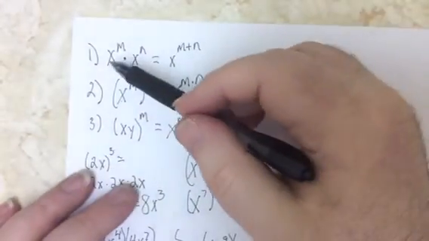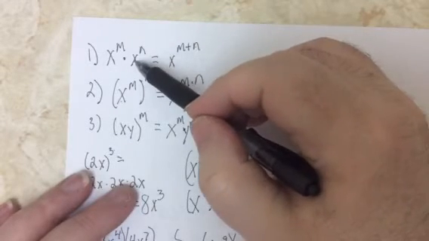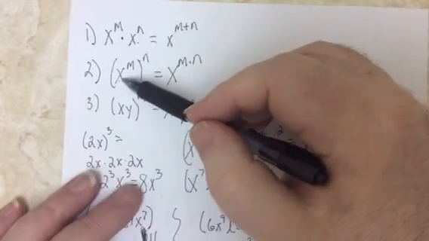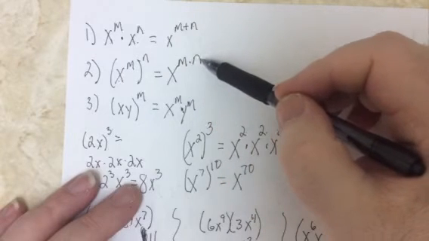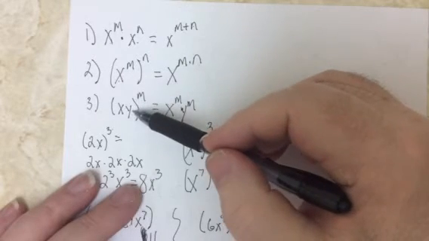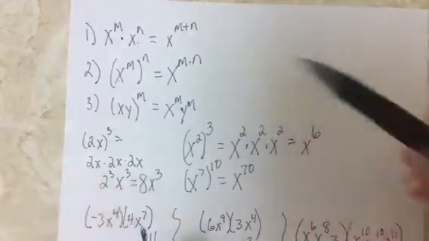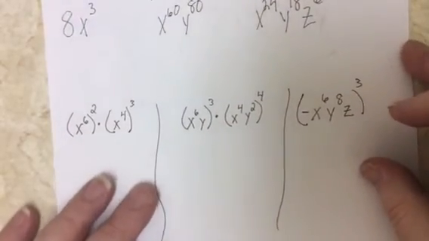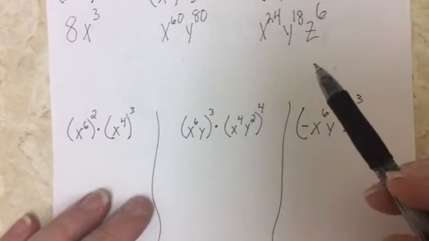So anyway, the 3 rules. When you multiply two things with the same base, you add the powers. It has to be the same. Can't be x and a y. When you have a base raised to a power, then you raise it to another power, you multiply the powers. And when you have a product raised to a power, you raise both terms to that power. So right now, I have 3 more problems for you to do. Turn me off, write these down, and then do them.